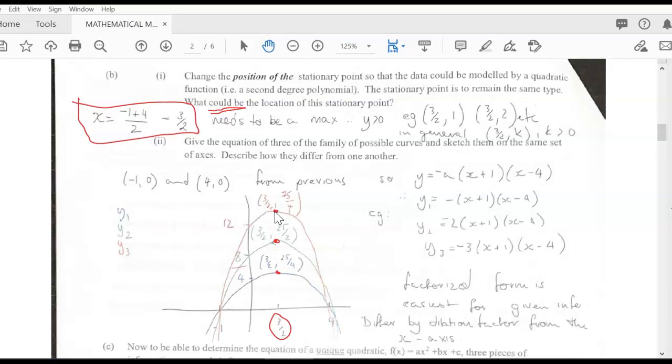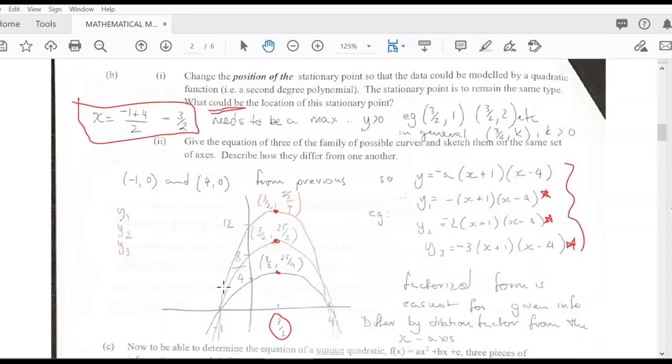So what we have here in factorized form, we've got the x-intercepts, or the factors, x plus 1 and x minus 4. You can see they're consistent, but the value of a is changing each time. So for the first one, we've got a equal to -1, a equal to -2, sorry, a equal to -3. When we substitute those values into our quadratics, we get these three different ones here.